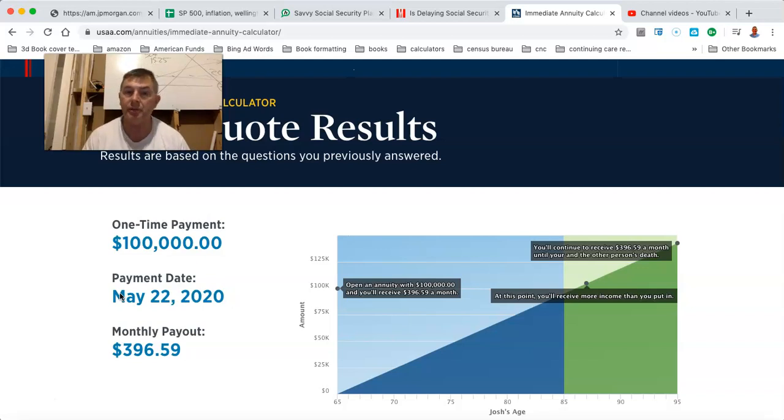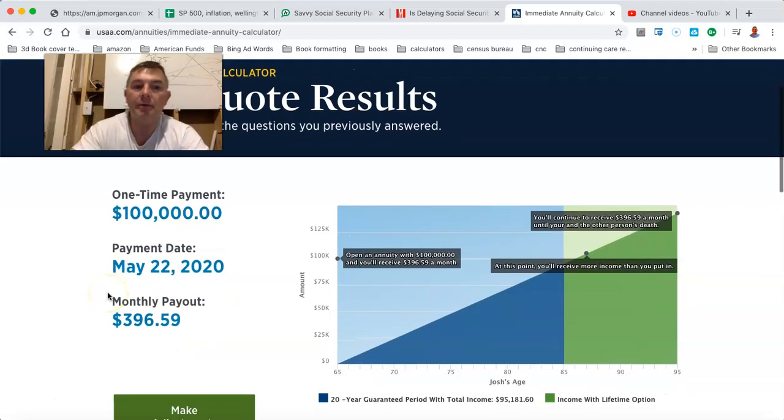This is not adjusted for inflation, by the way. So we take our trusty calculator, 396 times 12. That gives us $4,752. We divide that into $100,000, and we have a 4.75% payout rate, or distribution yield, however you want to look at it. We're getting 4.75. That's just a simple way to say, is this worth it or not?